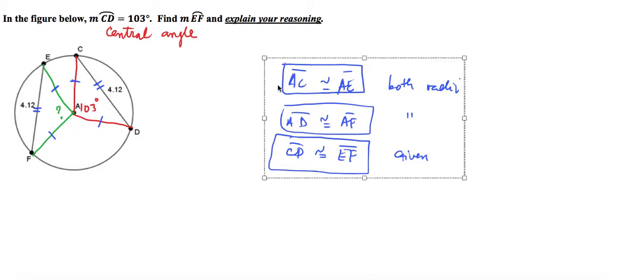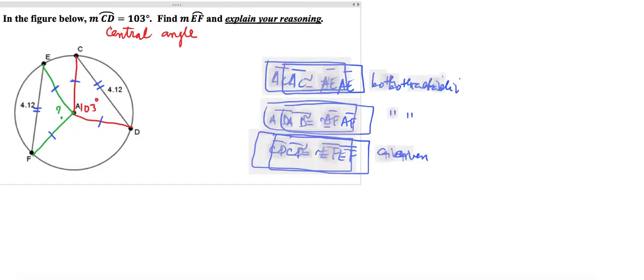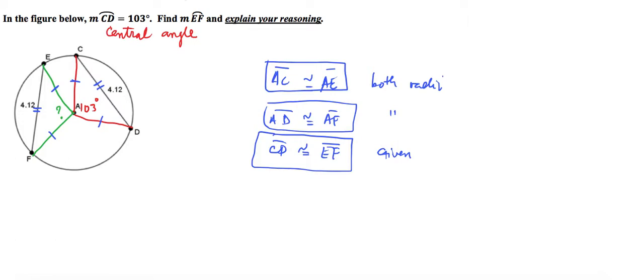So those three pieces of information, we can combine them here into a flow proof, and we can say that the two triangles, CAD and the triangle EAF, are congruent to each other by side, side, side.